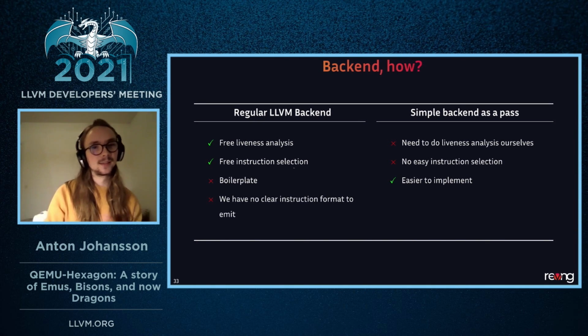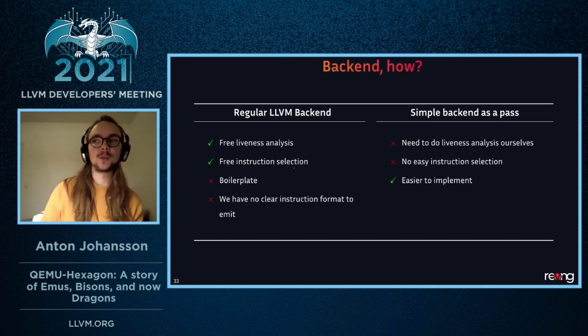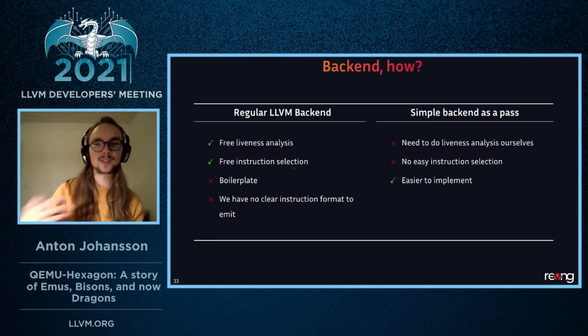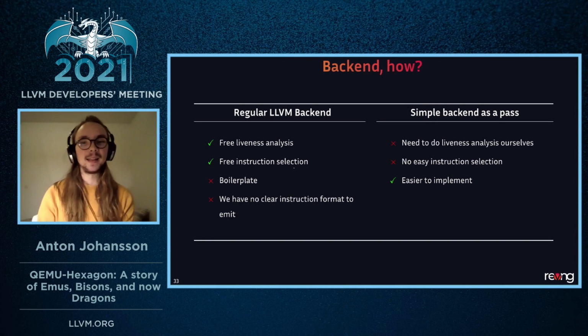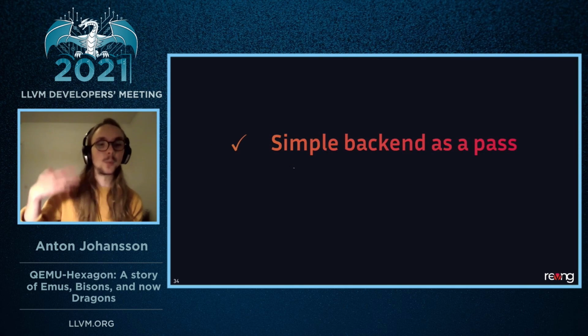Now, on the other hand, for a regular backend, there is a lot of boilerplate code to write. And in our case, we do not have a clear instruction format either. We want to emit TCG code, which is essentially just C code. So we need to emit strings to a file. And for these reasons, it was a lot simpler to just go with a simple pass-based backend. So that is what we went for.